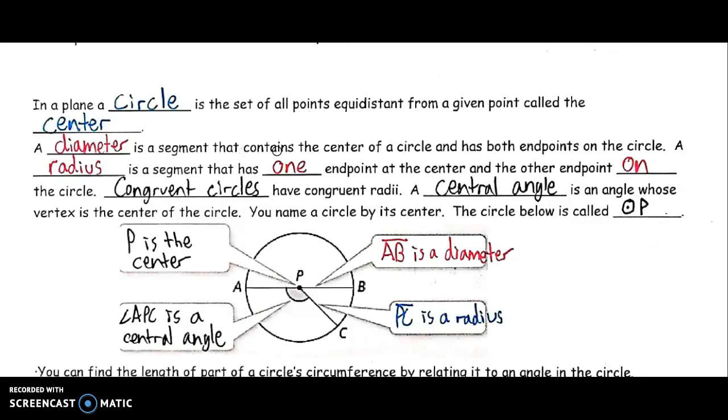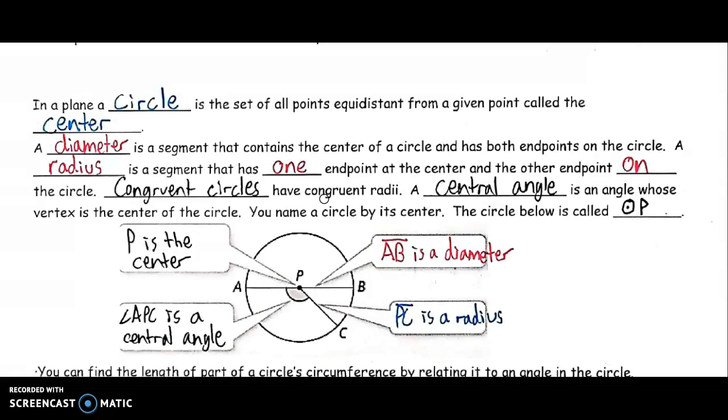A diameter is a segment that contains the center of the circle and has both endpoints on the circle. And that means a radius is going to be a segment that has one endpoint on the center and one endpoint on the circle. So if I have a diameter going straight across, something like AB would be a diameter from one side of the circle to the other, going through the center, which is at P. Just going from the center to the edge, again, we're just going to call that a radius. So something like segment PC would be a radius.